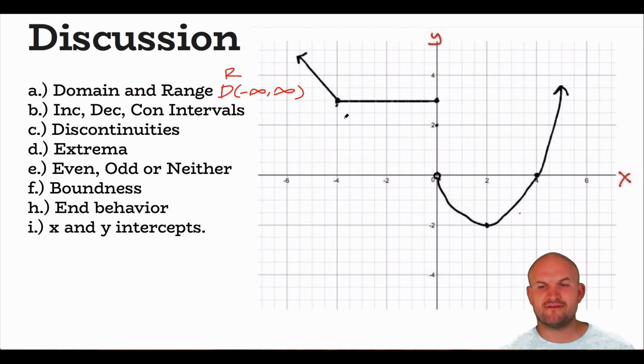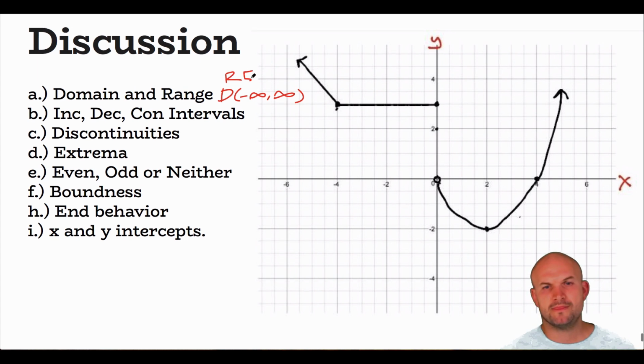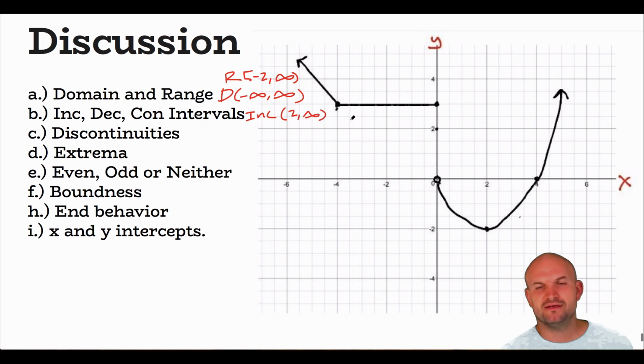We can see the range. The graph only goes down to -2 to infinity. The graph is increasing on the x interval 2 to infinity. It is decreasing on the x interval -infinity to -4, as well as on the x interval 0 to 2. So from 0 to 2, the graph is going down. And then this one's also constant from -4 to 0.